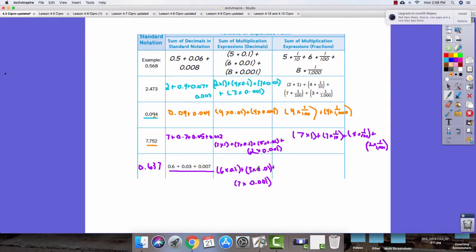And now I can take that same thing, except instead of writing it as decimal notation, use fractions. So 6 times 1/10 as a fraction plus 3 times 100th plus 7 times 1,000th. Okay? So that's just a quick example again of how you can take a decimal and write it out in expanded form. I hope that helped.